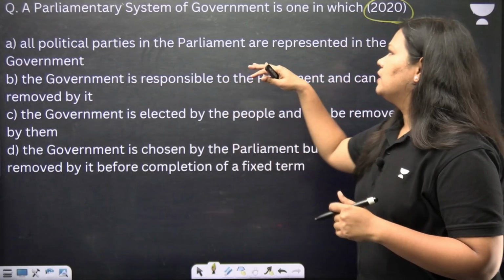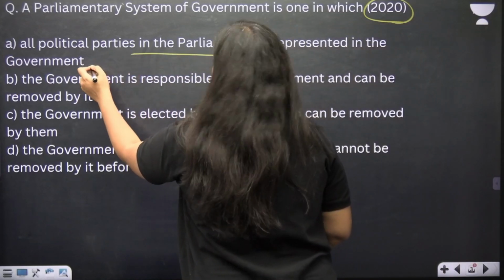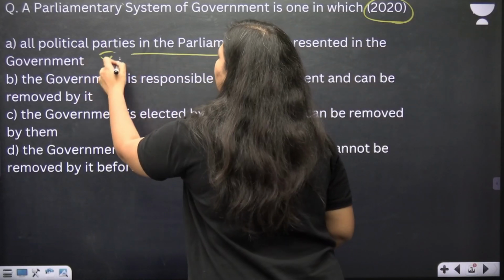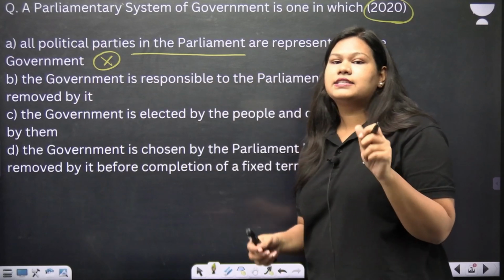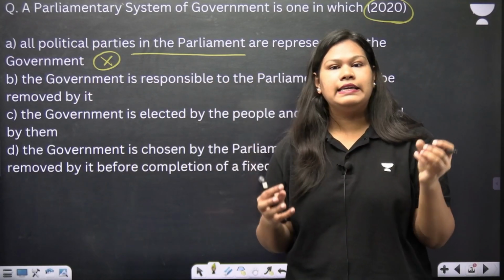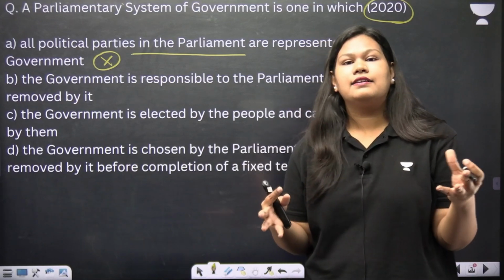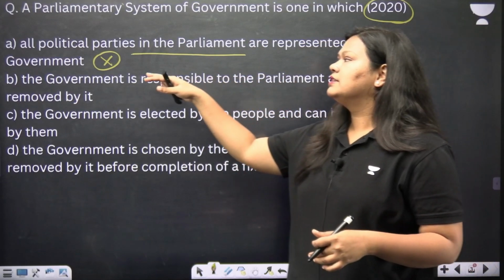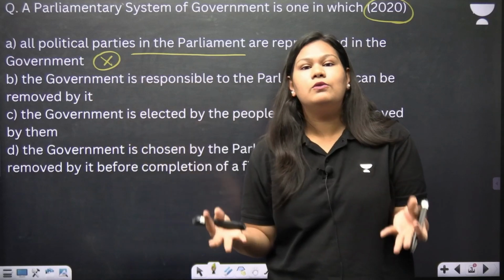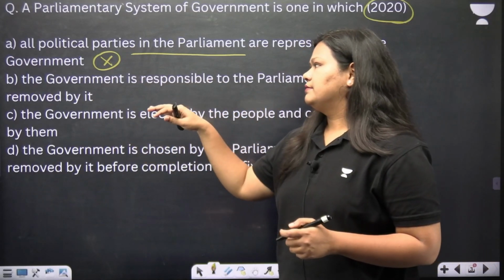So let's begin with option 1. All political parties are represented in the government. It is not always the case, and actually the government or the political party which has majority in the parliament tries to gain majority so that they have the government for themselves. They don't need to include other political members in the party or in the government.